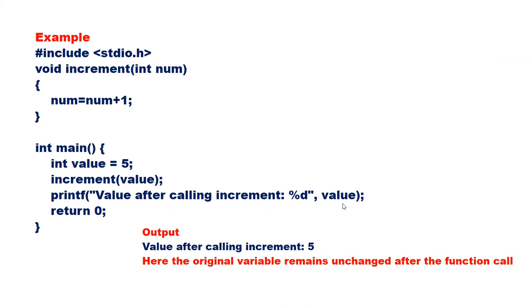After executing the function, it will come back here, and the next statement, printf of value after calling increment, percentage d, the value. Since no changes have happened to the variable value, we will get 5 itself. Here the original variable remains unchanged after the function call. This is an example for the call by value method.